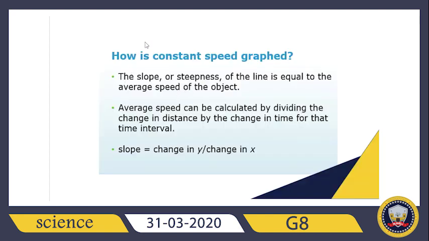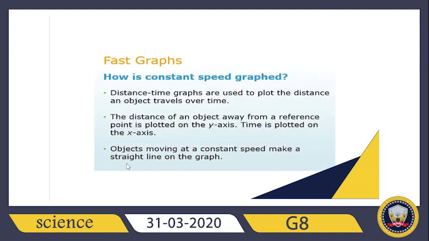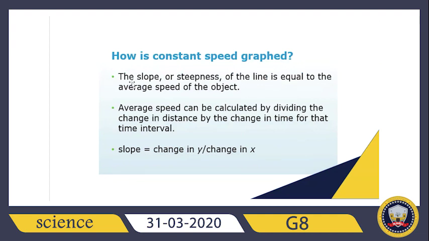So objects moving at a constant speed make a straight line on the graph, while if objects are moving at a changing speed, then we will not have a straight line. We will discuss the graph of the changing speed later, but right now let us see what is the advantage of the constant speed graph and how we can use it, guys. The slope or steepness of the line is equal to the average speed of the object.